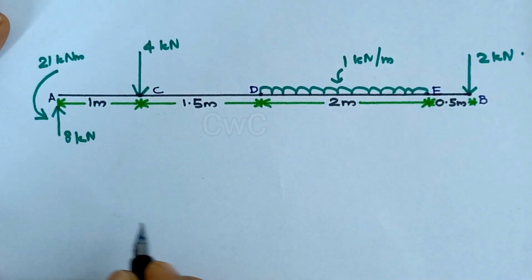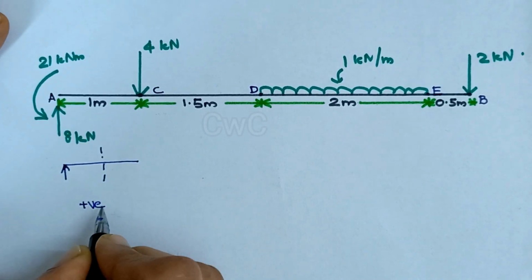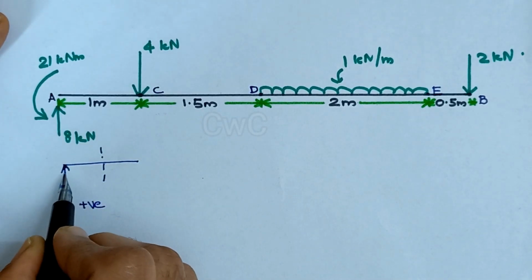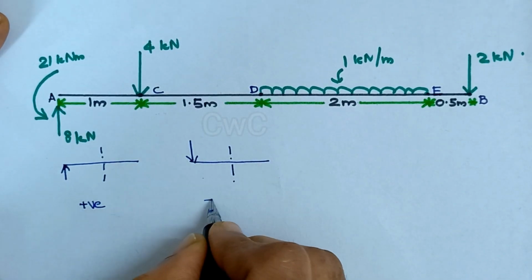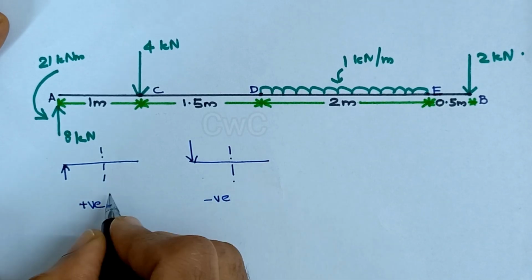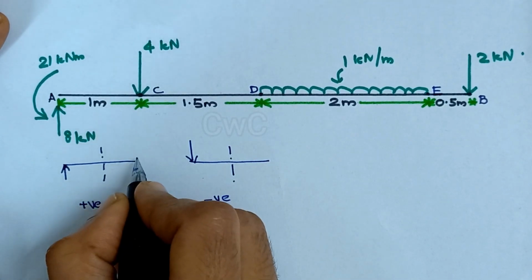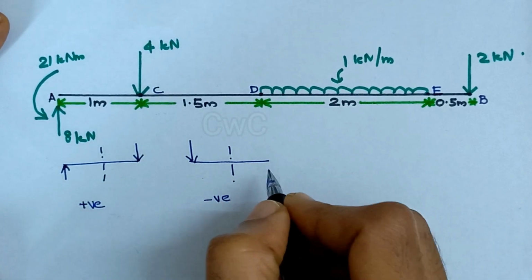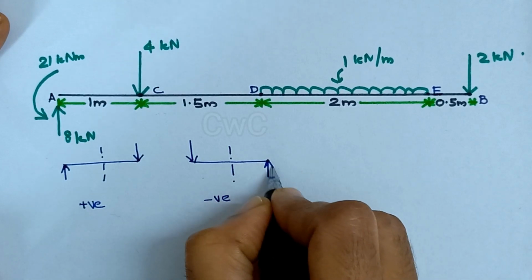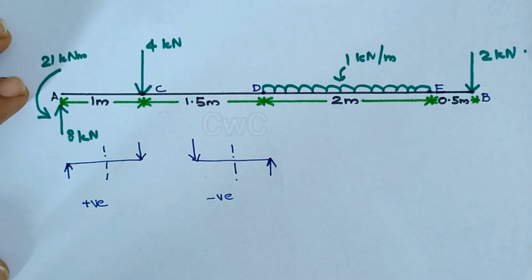Now let's see the sign convention. At the left of the section, upward force is considered positive, downward force is considered negative. And at the right of the section, we have downward force as positive and upward force as negative. If you are okay with this sign concept, it is well and good, or otherwise you can refer my video on a simple technique to determine the sign for shear force and bending moments.